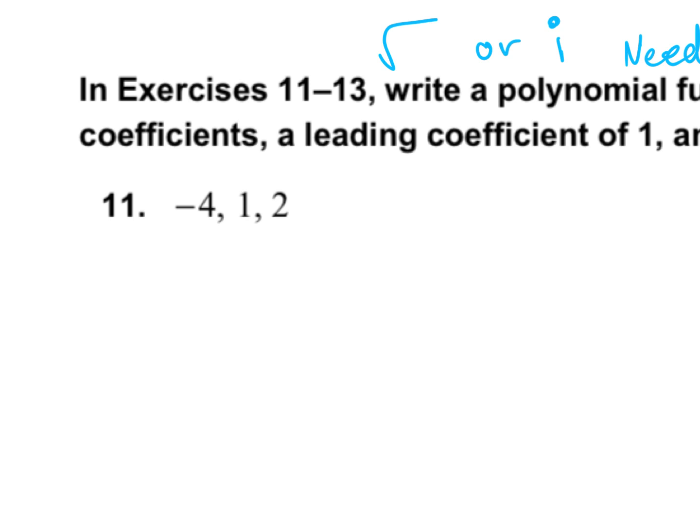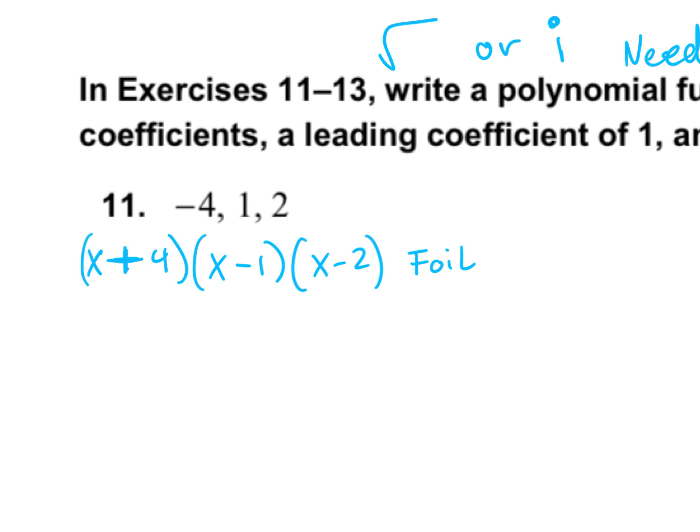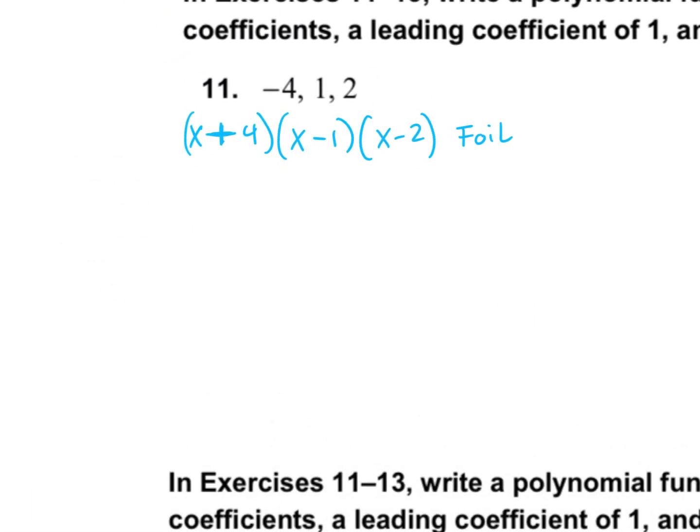When we write our zeros in factored form, it's always x minus the number. So if I have x minus negative 4, what does that turn into? X plus 4. So you always just change the sign. Then we have x minus 1 and x minus 2. What would we have to do next here? FOIL it all out. So I'm going to leave that to you guys. FOIL it out. Pick 2, FOIL it out, then multiply the third. For 11, our answer is going to start with x to what power? X to the third power, because we have 3 zeros. So you're going to multiply it out. You'll get x to the third power plus more.